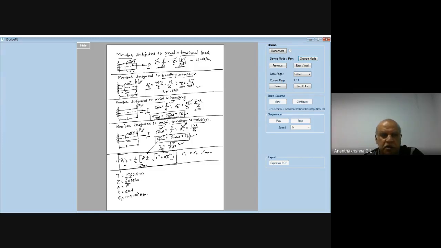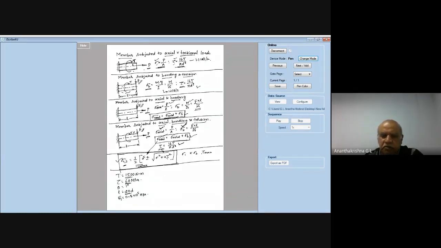Solid shaft is subjected to a torsional moment of 1500 Newton meter. Find the necessary diameter of the shaft for an allowable shear stress of 60 megapascal. The allowable twist is 1 degree for a length of 20 times the diameter of the shaft. Take G equal to 0.8 into 10 power 5 megapascal. We need to find out the diameter of the shaft. It is given torsional moment as 1500 into 10 power 3 Newton millimeter.